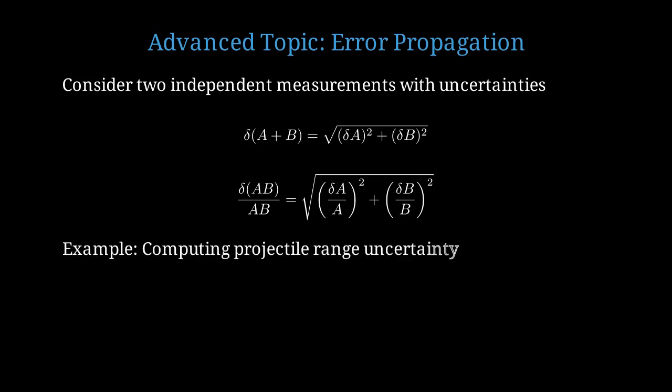Example, if horizontal velocity has 2% uncertainty and time has 3% uncertainty, what is range uncertainty? Square root of 0.02 squared plus 0.03 squared equals 0.036. Range has 3.6% uncertainty. After solving all subtasks, we must integrate results and perform final verification.